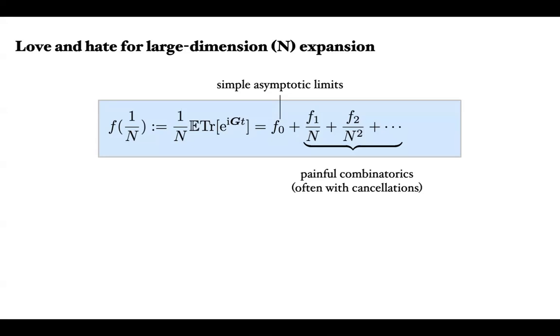So often the easier piece is the leading order piece. In this case, this would really be the semicircle law Fourier transform. You can look this up in Wikipedia. However, in order to control all these high order terms, there is often a painful combinatorial calculation involved, with lots of cancellations, and you have to be very, very careful.